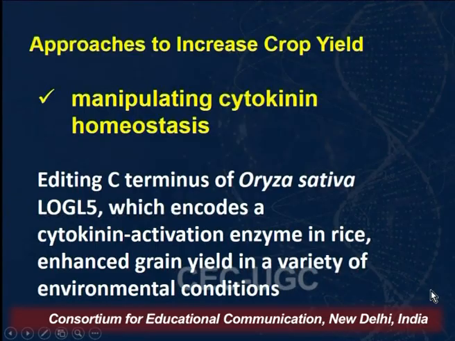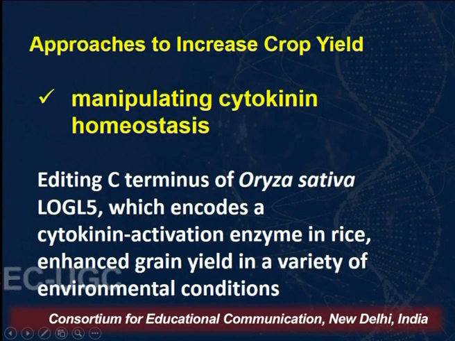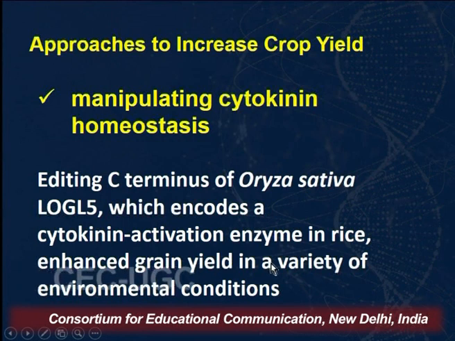Majorly, the approach to increase the crop yield is by manipulating the cytokinin homeostasis. Cytokinins help in the growth of the foliage; these are basically growth hormones. When you manipulate this balance, you can increase the yield. This has been done in Oryza sativa. Editing the C-terminus of Oryza sativa LOGL5, which encodes a cytokinin activation enzyme in rice, enhanced the grain yield in a variety of environmental conditions.